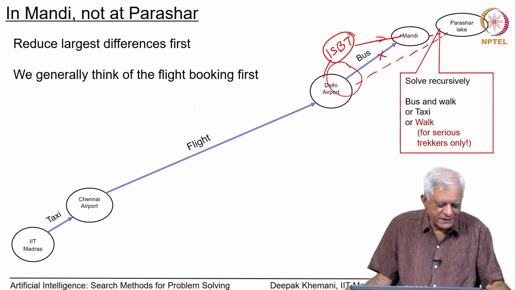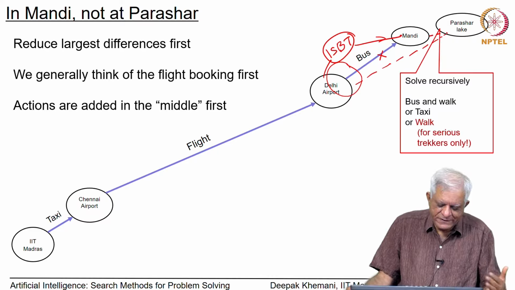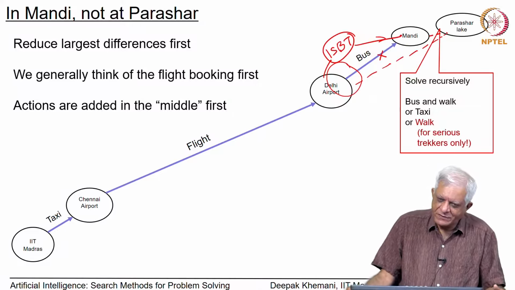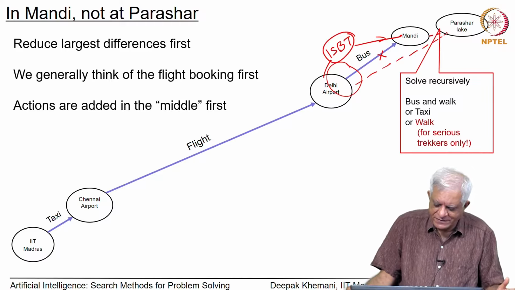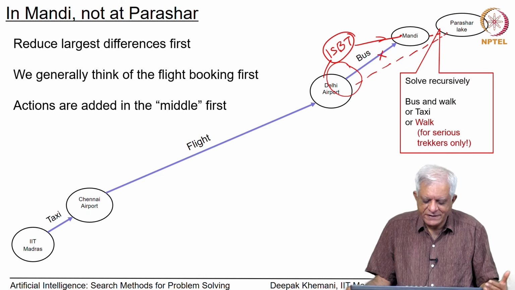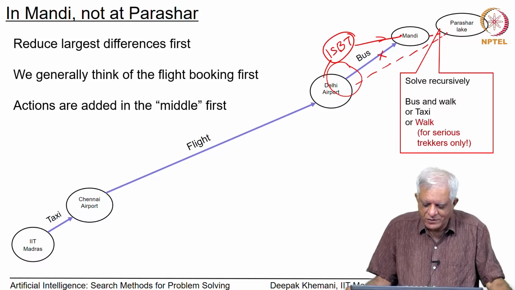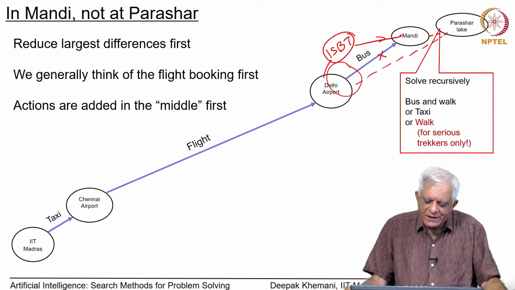and then worry about the smaller details essentially. The interesting thing here is the first action that we chose, which is taking a flight in this case from Chennai to Delhi, was an action somewhere in the middle of the plan. Whichever way you look at the plan, it was not by any means the first action, it was not by any means the last action, but it was an action which reduced the largest difference first essentially, and that is something which we get from means-ends analysis, and which is a way that we as humans often use to solve problems.